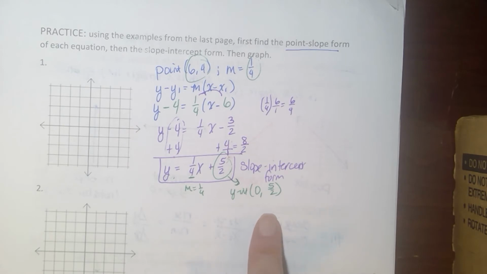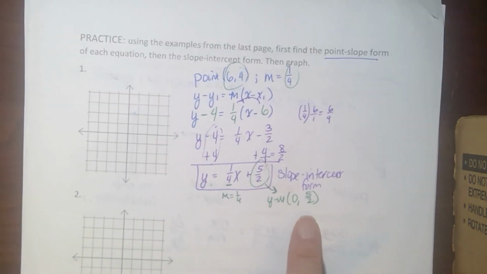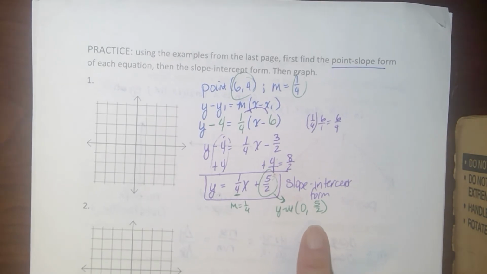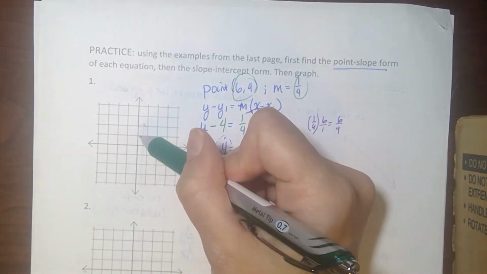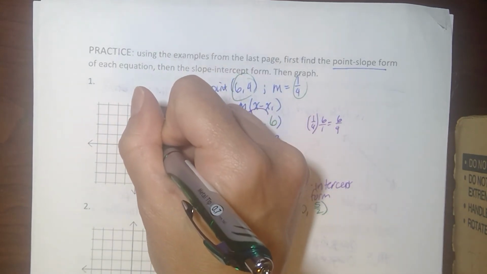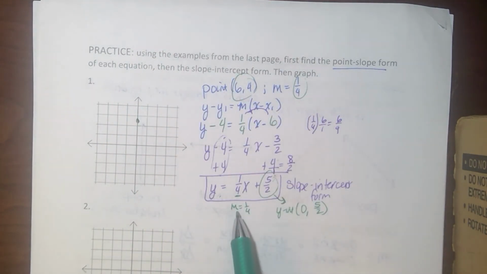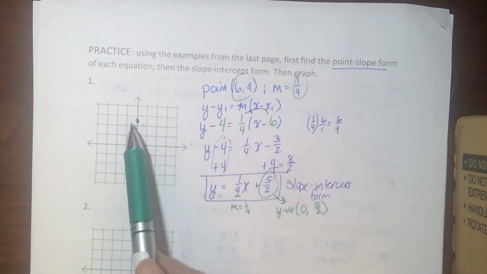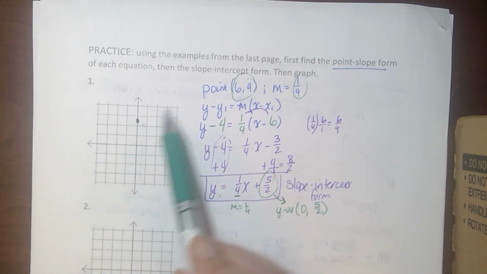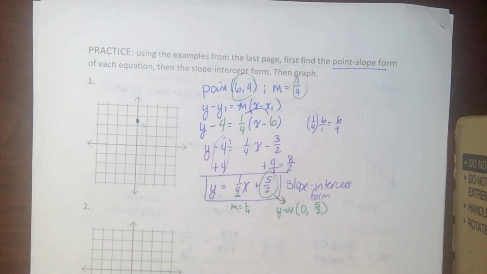5/2 is the same thing as 2 1/2. So if I graph this line, I'm going to start at my y-intercept. I'm going to say, okay, 1, 2, 2 1/2 would be right here. And then I'm going to apply my slope. My slope is rise over run. It's positive, so I'm going to move up and to the right. Or potentially, I could also move down and to the left, and that's still going to give me positive slope.